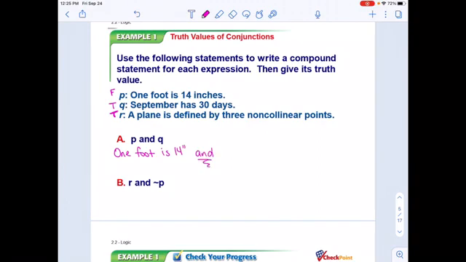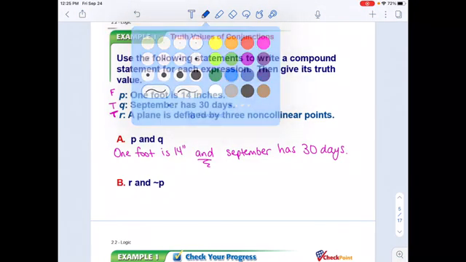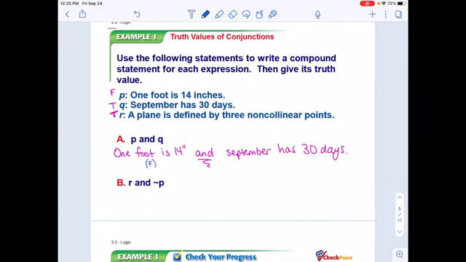And because it's a conjunction, September has 30 days. So I know that this is a false statement and this is a true statement, but because both of them are not true, this conjunction is false.